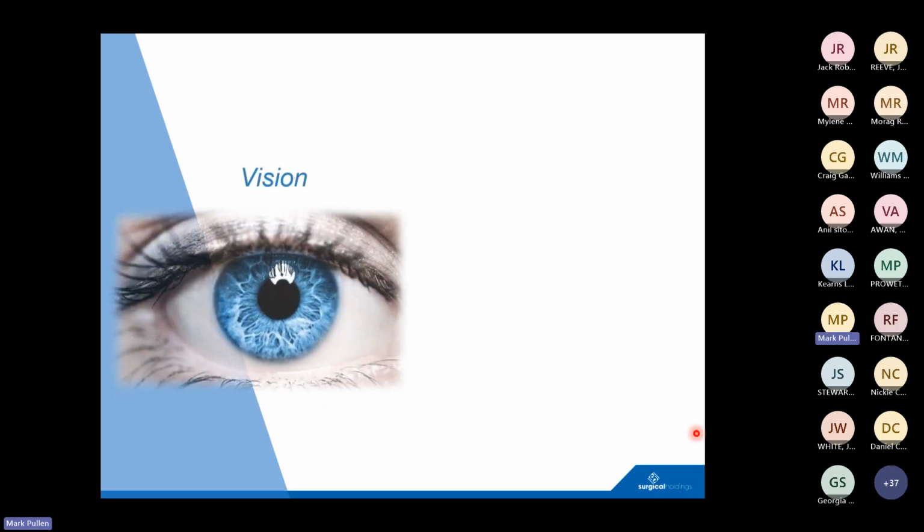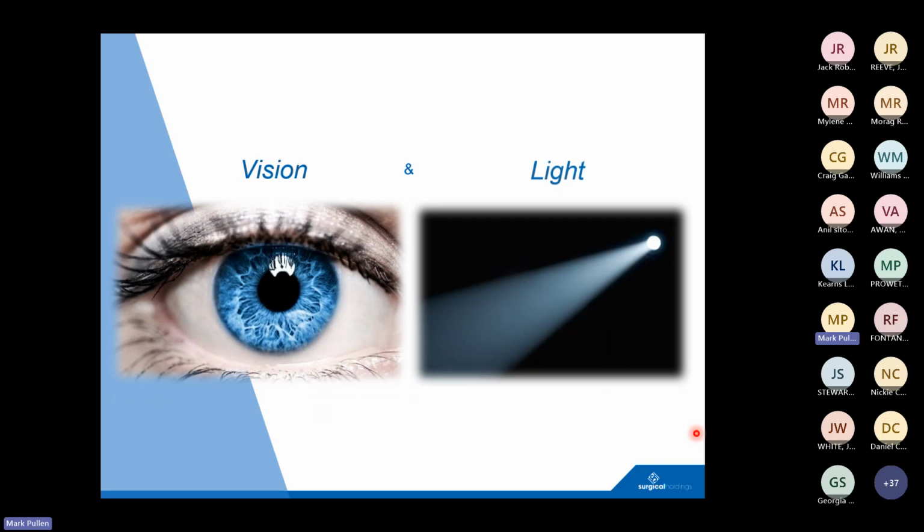So the two most important functions of a scope, obviously one is to give you a clear visual image, and the second is to give you light. Both of these need to be to a correct specification to perform as they should. There's no point having a crystal clear image if there's no light to see that image.